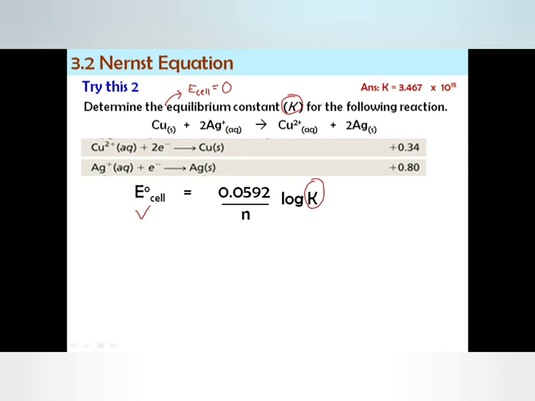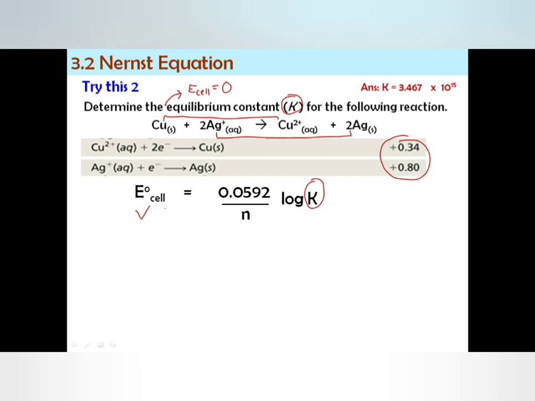E naught cell value. Okay, macam mana nak cari E naught cell? Cathode minus anode. Based on this value, boleh dapat E naught cell. Okay, kalau equation dah diberi kepada awak, please determine the anode and cathode from this equation, okay? So figure out this is oxidation or reduction. Okay, what about this? Okay, and then bolehlah tahu cathode dengan anode.